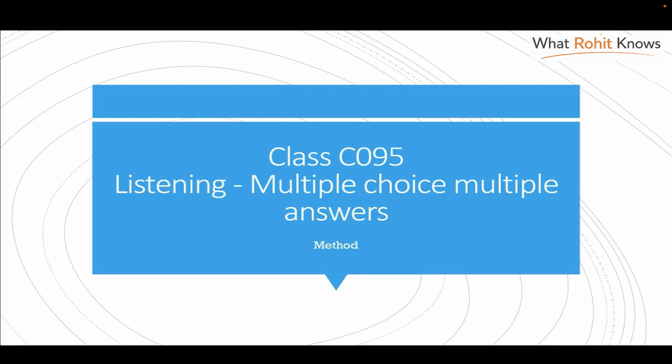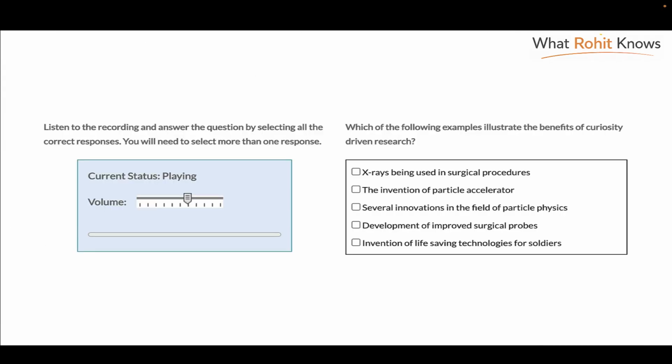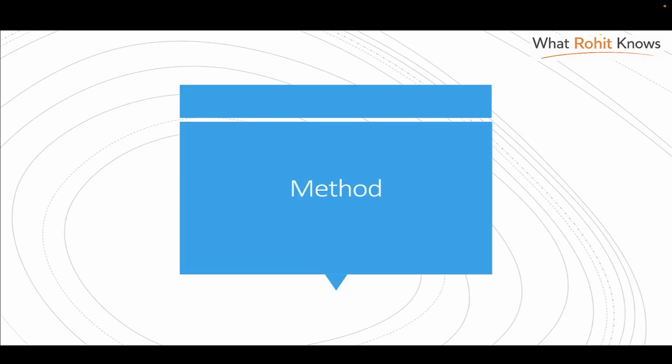Listening, multiple choice, multiple answers method. Let's look at the step-by-step method to use for this question type. This is what the question screen is like. So you have to answer the question, which is at the top right, by listening to the audio. And how will you answer that? By selecting all the correct options. Let's see what's the method to use for this.